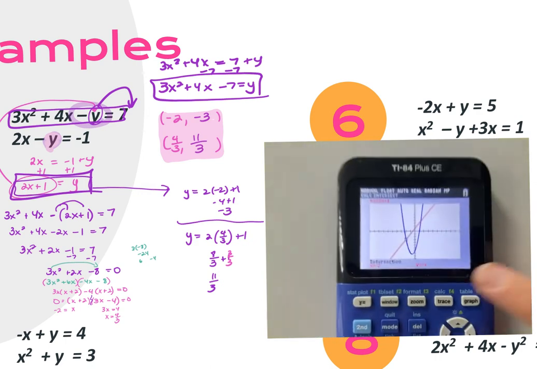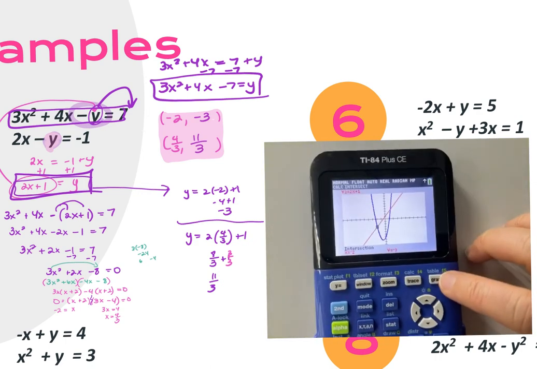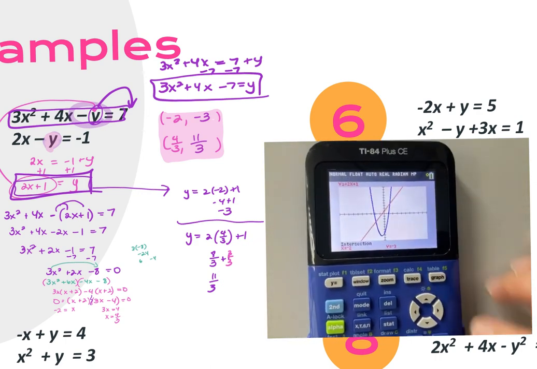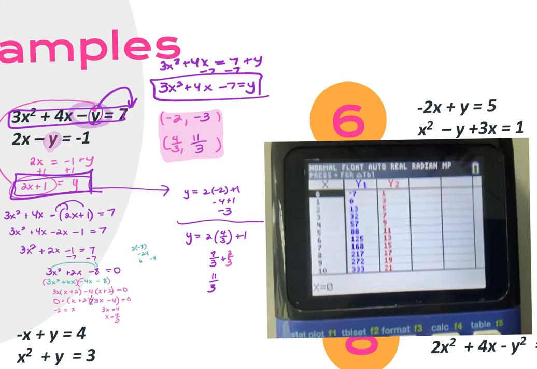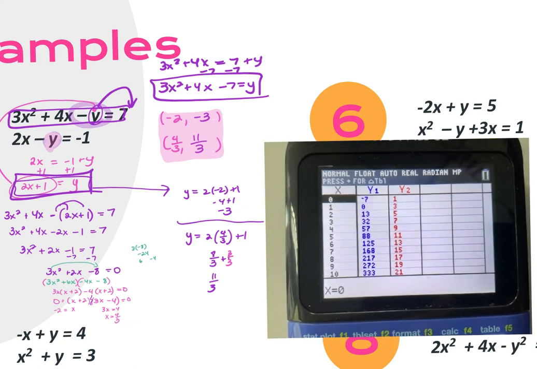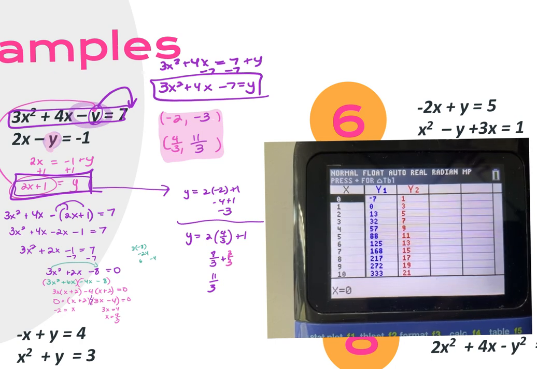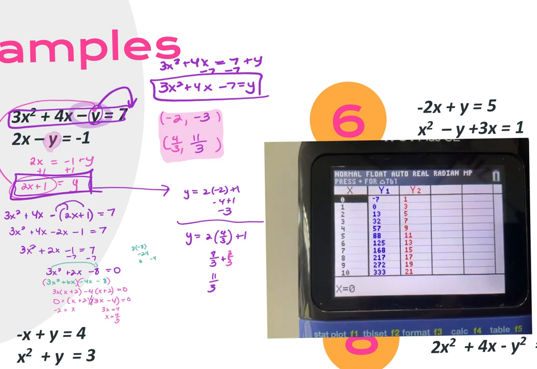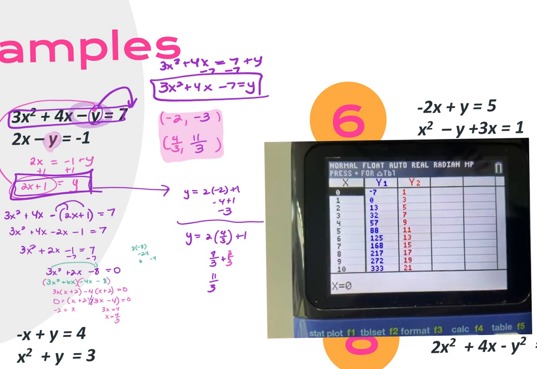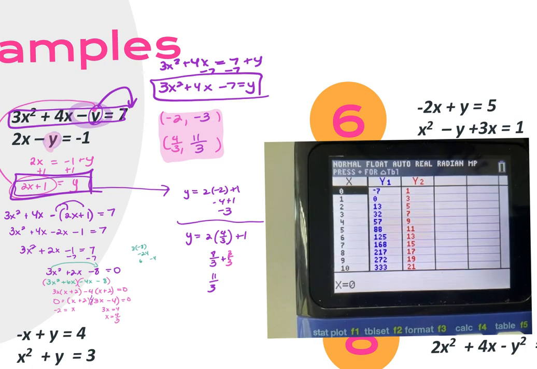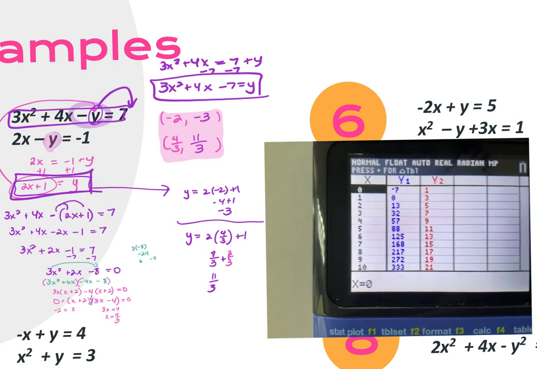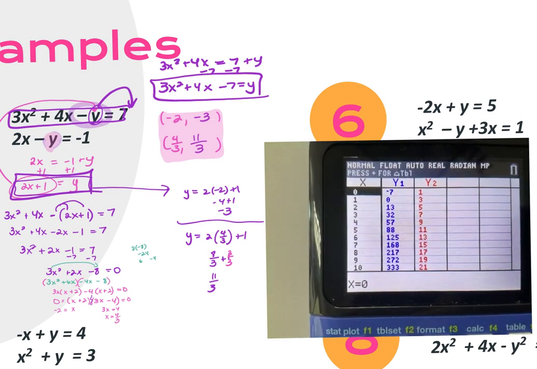The other way that you can see these solutions is to go to the table. So if I hit second graph and I go to table here, now this is only going to show you your whole number answers. It's not going to show you your decimal answers. So if I see the same Y for Y1 and Y2, that's how I know it's the same solution.